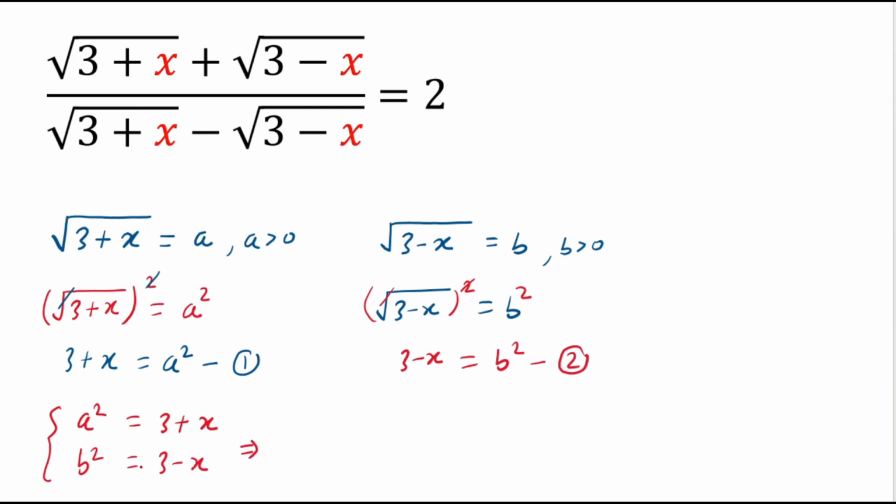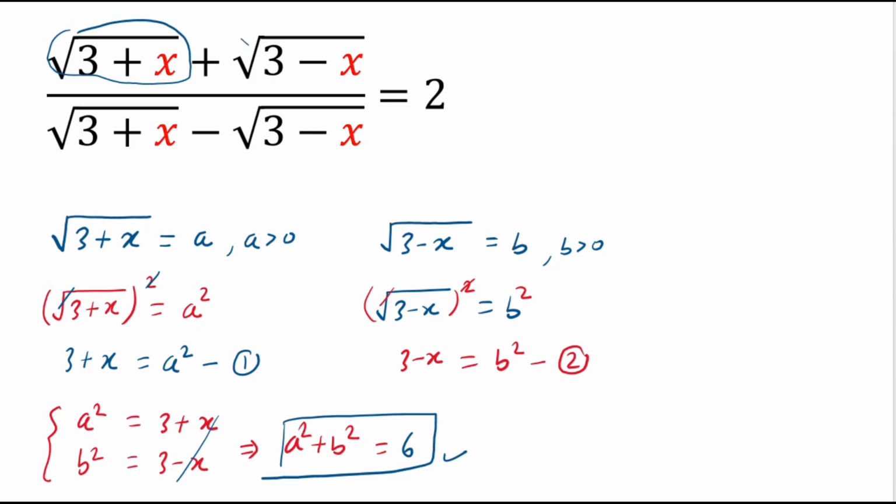If we add both the equations, then on the left-hand side we have a² + b², and on the right-hand side plus x and minus x cancel out, giving 6. So we have a² + b² = 6. Now we know this expression is a and this expression is b, so the given expression is (a + b) over (a − b), which equals 2.